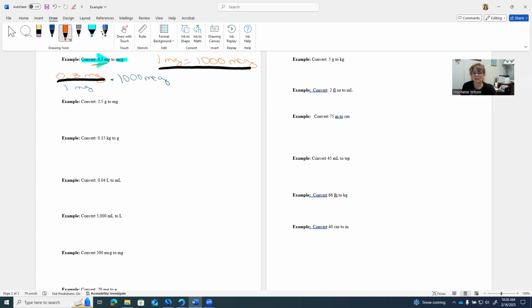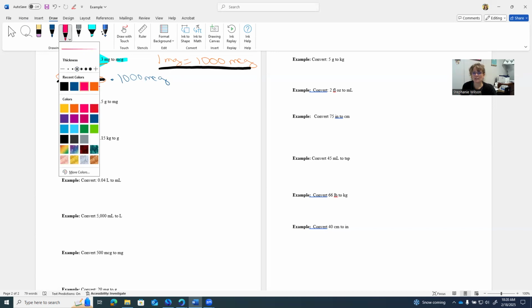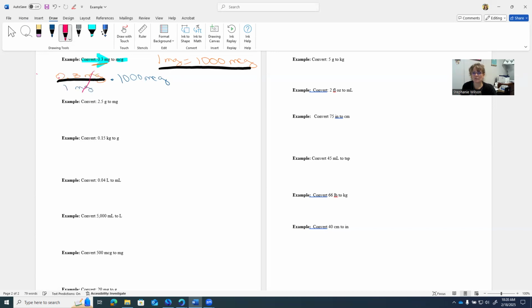When I do this, I see that the milligram reduces with itself, goes into itself one time, right? And then 1 times 0.3 is just 0.3. So I reduced it down. Now I've got 0.3 times 1,000 micrograms.